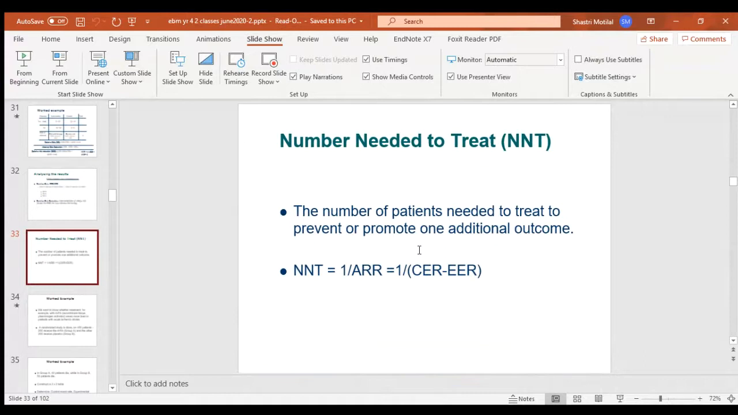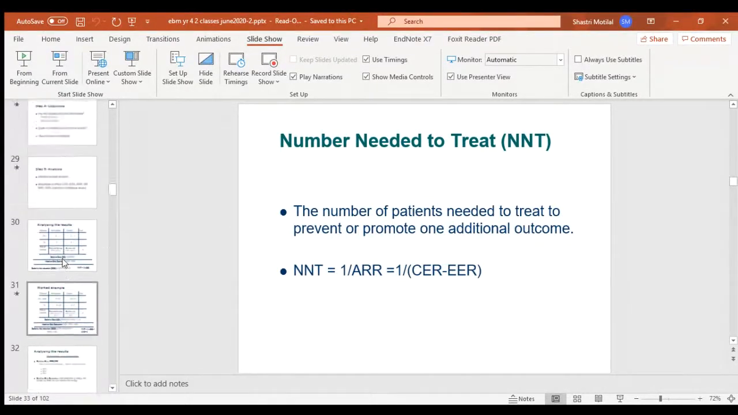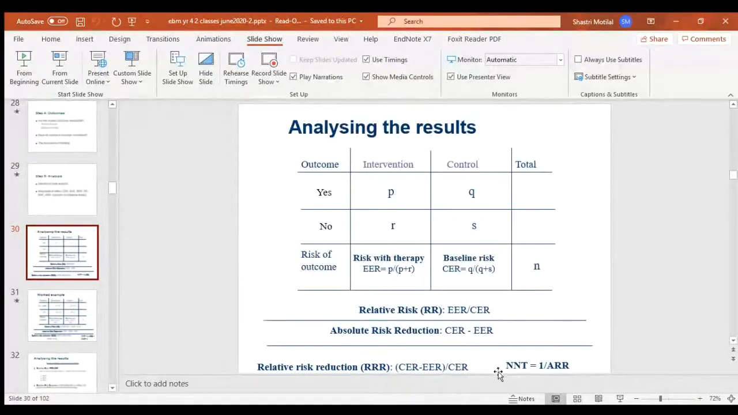I'll just switch to that numbers needed to treat slide. And this is what NNT means. It means the number of people we need to treat with the intervention to prevent or promote 1 additional outcome. So in this example, we got the NNT of 2, right? We usually round it to the nearest number. It means for every 2 people I treat with this intervention, we're going to stop 1 person from dying.